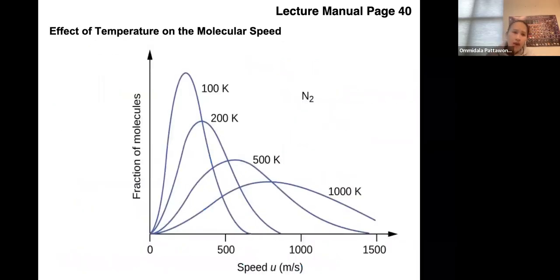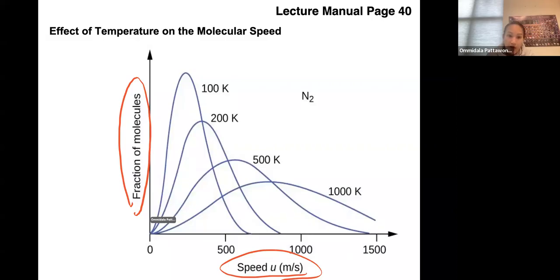Okay. All right. So the next thing we're going to take a look at is the effect of temperature on the speed of the molecules. Okay. So what we have here on the x-axis is the speed, in meters per second, and the y-axis is the fraction of molecules, so similar to the number of molecules, right?